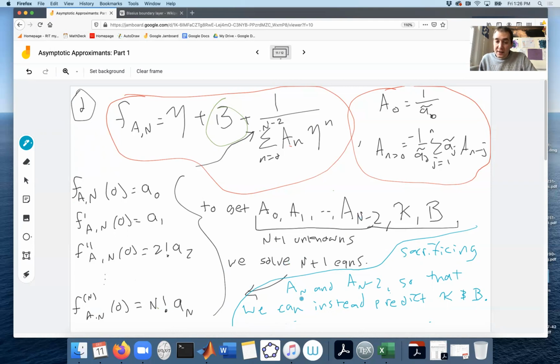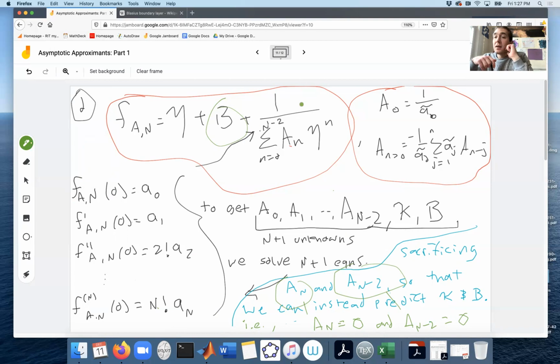Okay, so we're sacrificing a sub capital N and a sub capital N minus 2 so that we can instead predict kappa and beta. Essentially, in other words, this means that a sub capital N is 0 and a sub n minus 2 is 0, right? They're not in the series anymore, so they are 0. Why is it important to specifically call this out? You might be wondering why I am making this obvious statement.